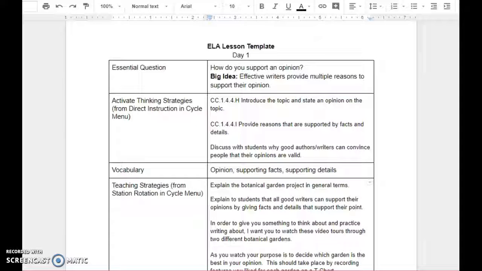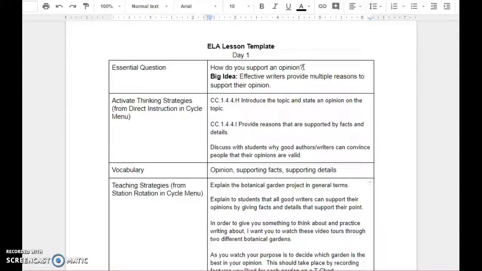Here's the review for my lesson, utilizing technology as a means to help students learn. So my essential question for the students was, how do you support an opinion? What we're doing is we're working on learning how to write effectively, giving opinions. Opinion writing is a big part of 4th grade, and the students need practice at it.